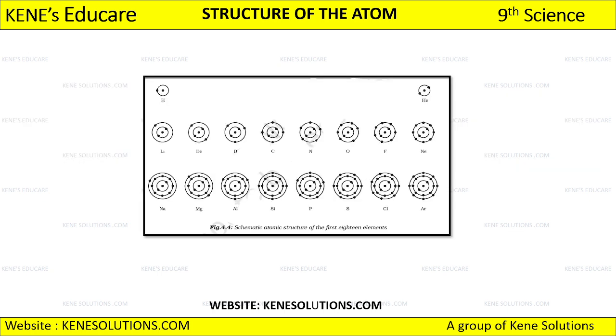So this is how the electrons are arranged, and this is how you should be knowing about the valency as well, okay? Because the number of electrons present in the outermost shell of an atom, we know that as the valency of the atom, right? So now you have already studied what is valency, so make sure you're knowing it.